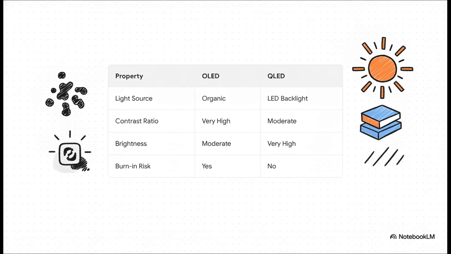Let's pull up a comparison table, because this is critical for understanding the market. OLED gives you perfect contrast, true blacks, but you carry a little burn-in risk. QLED, it gives you massive, room-filling brightness and zero burn-in because it uses stable, inorganic materials. But it can't quite hit those absolute perfect blacks of an OLED because that backlight is technically always on.